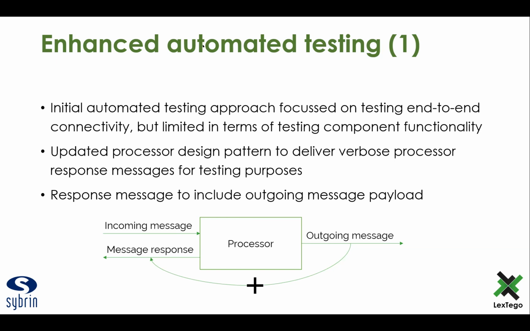So it's a lot more verbose, and we get the messaging information back that we need for testing purposes. The response messages also include the outgoing message payload, because we do need to know that that's working correctly. So the incoming message, then there's a message that comes back, or more detail that comes back from that process, as well as then we append the outgoing message information to that process as well. Next slide.